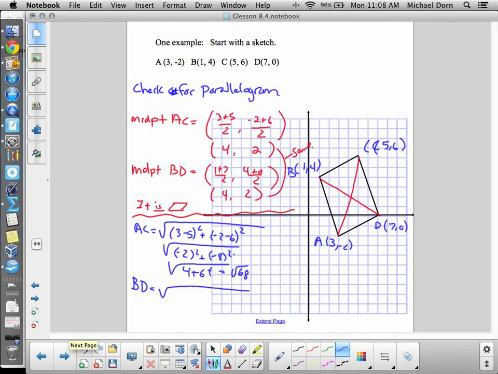I'll do that right. 3 minus 5, -2 minus 6. All right, so 1 minus 7 plus 4 minus 0 squared. So that's -6 squared plus -2 squared. 36 plus 16, 52. Oh, the diagonals are not the same.